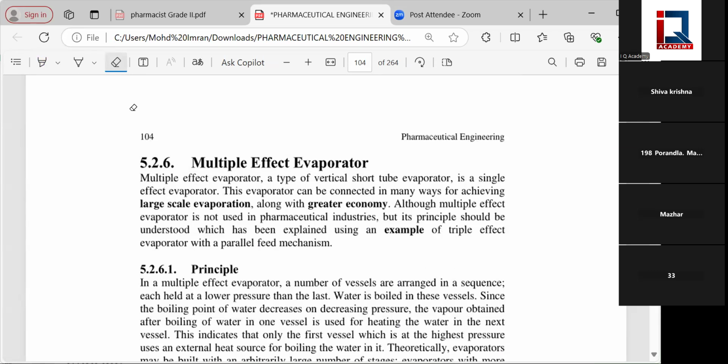Sorry, forced circulation evaporator. And the last equipment of today's discussion, very, very, very important. I can say the first, my favorite, is the climbing film evaporator, and the next most important is the multiple effect evaporator.